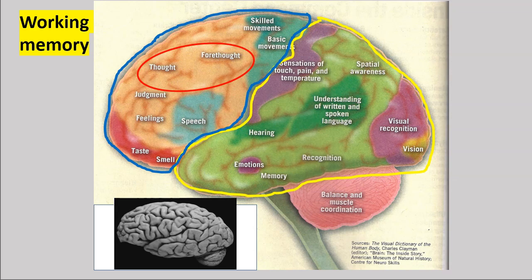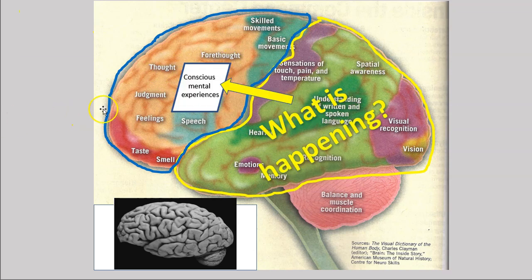Now, there's another memory system we want to take note of, and that's the working memory system. On our map of the brain, there are a couple of terms here, thought, forethought. And so we're going to associate those frontal cortex systems with what we're calling the working memory system, or we're just going to put a box here. And whatever information gets into the working memory system in this box, that'll be what we're consciously aware of.